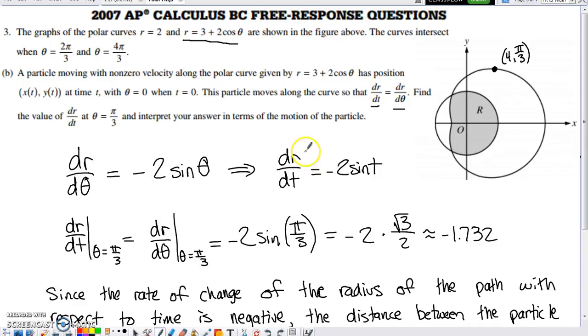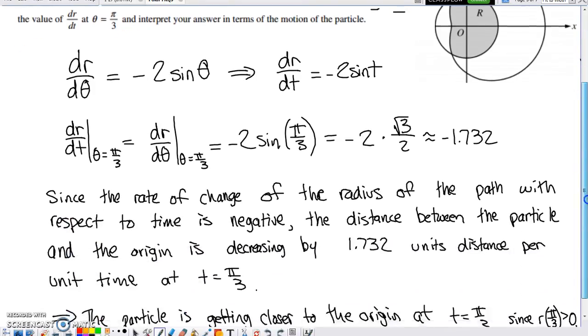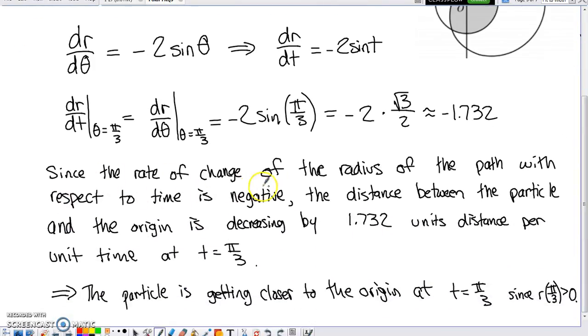But then it goes on to say we want to interpret what this result means in terms of the motion of the particle. And so I looked at this as the rate of change of the radius with respect to time. And so what I said was the rate of change of that radius of the path of the particle with respect to time is negative. And that's going to indicate that the distance between the particle and the origin is decreasing by 1.732 units distance per unit time at the time of pi by 3.